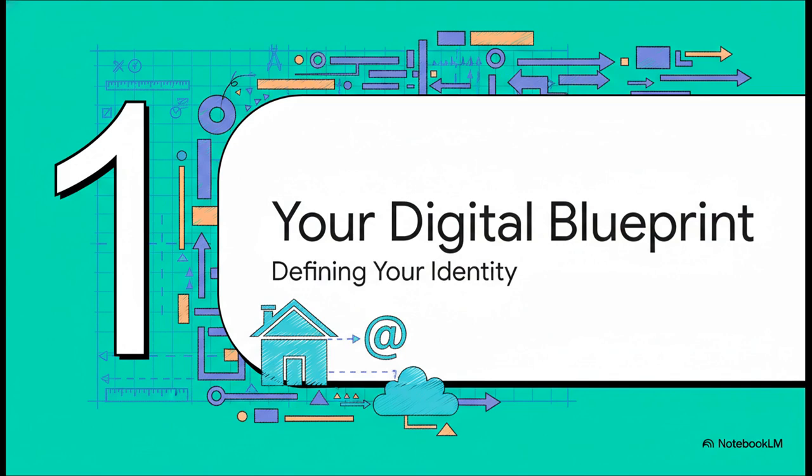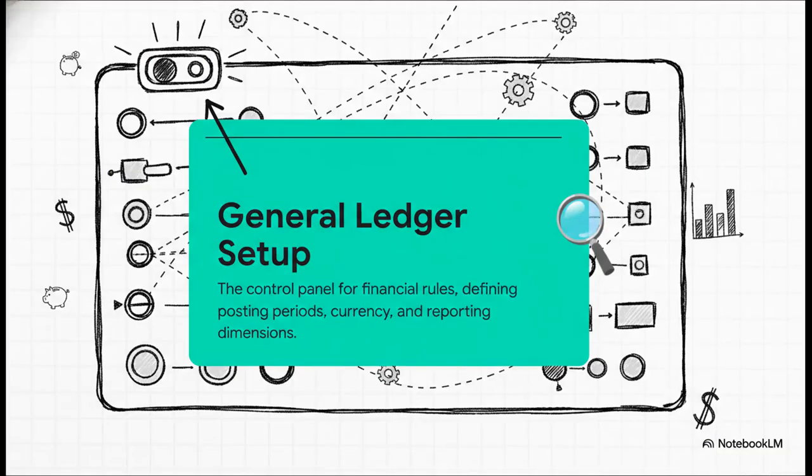All right, first up, the blueprint. This is all about embedding your company's core identity, you know, its rules, its address, its personality, right into the software itself. The absolute starting point, the ground zero, is the general ledger setup. You've got to think of this as the main switchboard for your company. It controls the fundamental rules for how all your financials operate. So yeah, getting this right is totally non-negotiable.